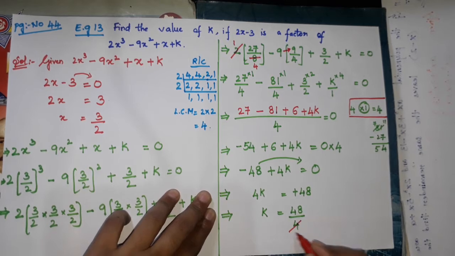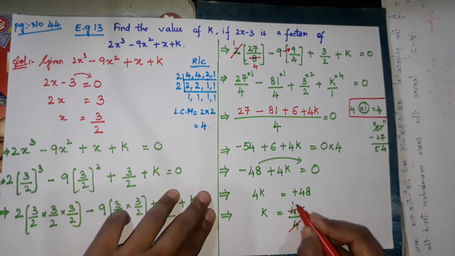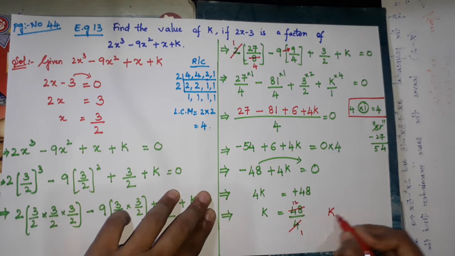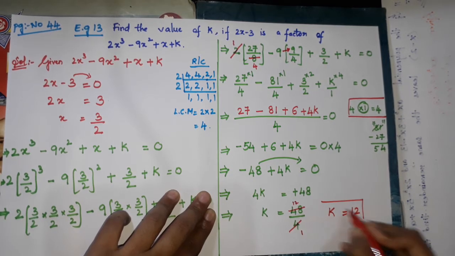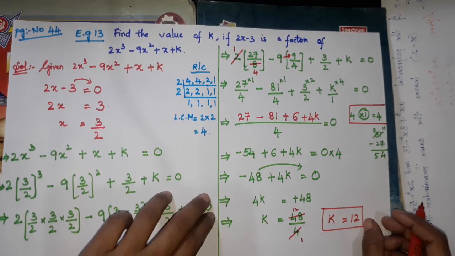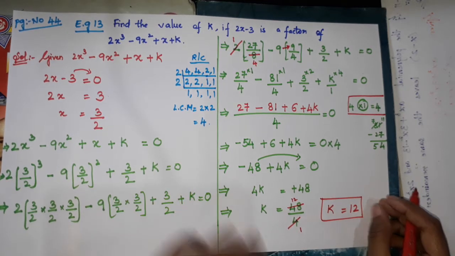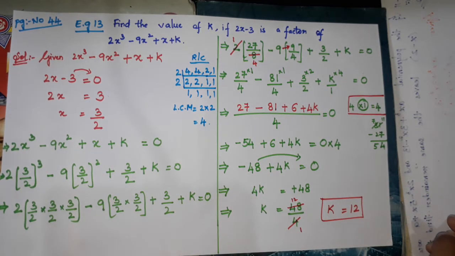Now 4 ones are 4, 4 twos are 8. What is the value of k? K is equals to 12. Did you all understand, children? Okay.